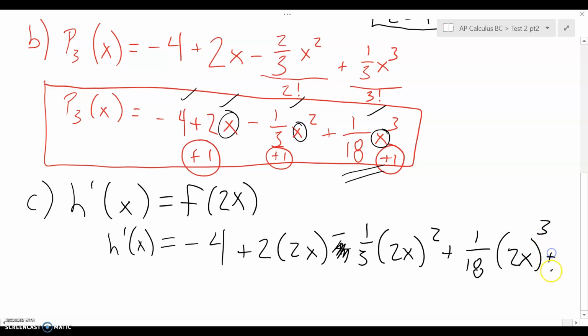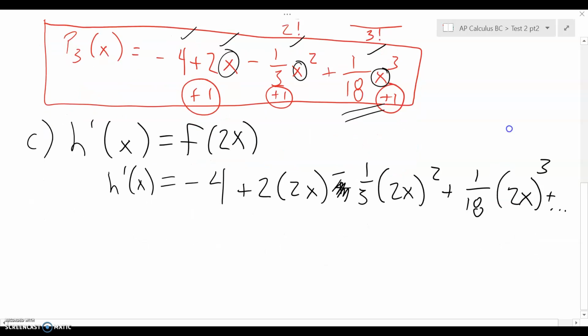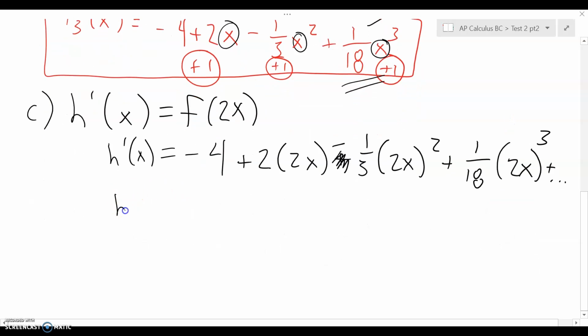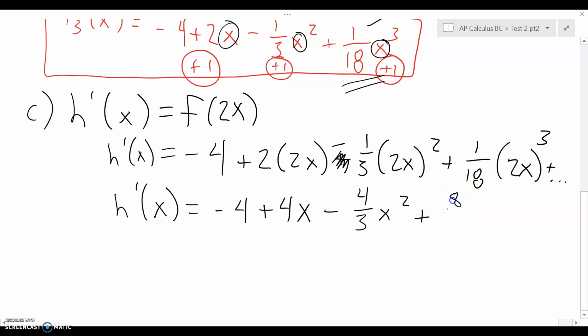And it keeps going. But now, I suppose I could simplify this expression a little bit. That'd be -4 plus 4x. This would be minus, what would that be? 4/3 x squared. And if I was doing this, it would be plus, let's see, 8/18. And I'll just write it as 8/18. I won't simplify it because we're not going to be doing anything with that one.